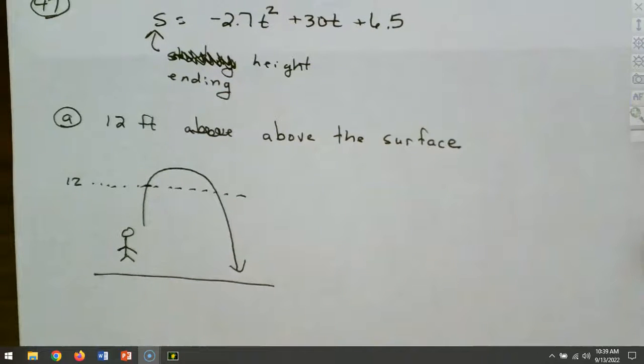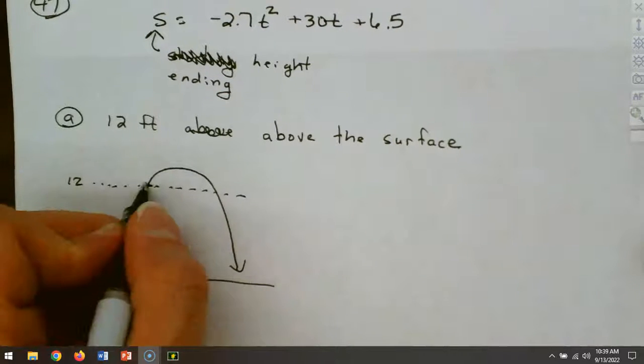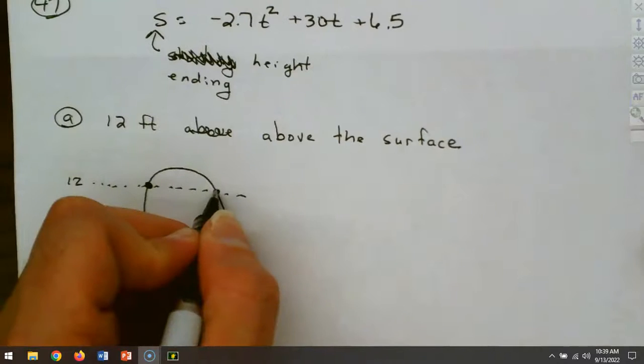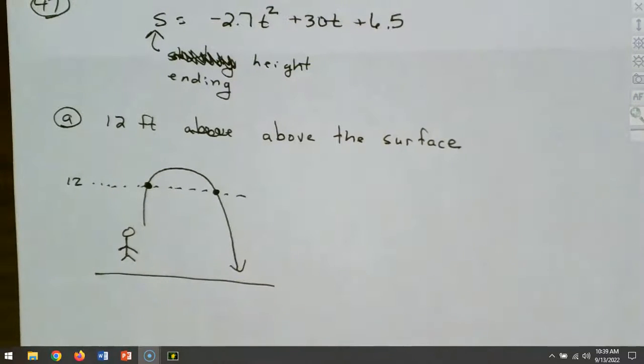Now, if I wanted to reach a height of 12, how many solutions from the picture should I have? 2, right? One on the way up, one on the way back down. This one says use the quadratic formula because it says round. Anytime it says round, we're going to have to use the quadratic formula. And it says round to the nearest hundredth. So let's plug in our values.